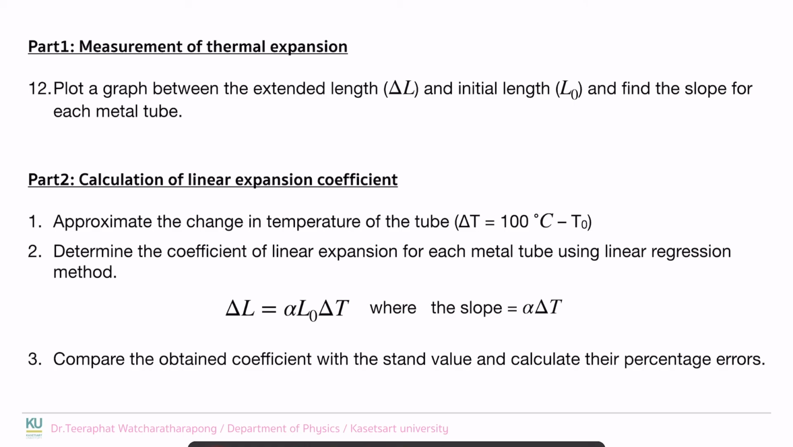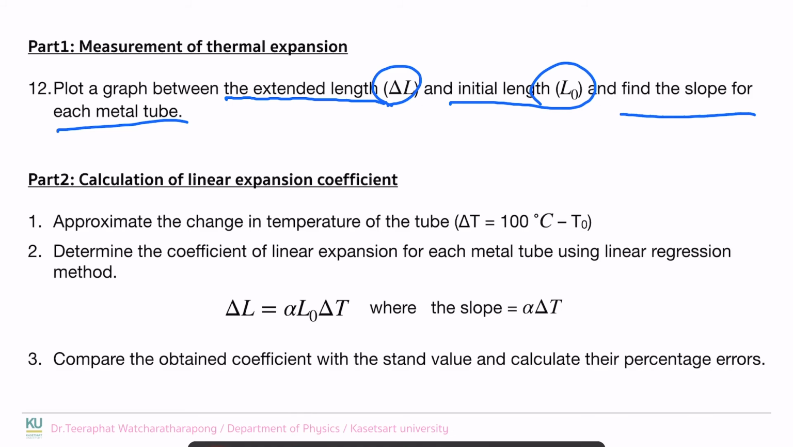And that's all for the experiment. Then you plot a graph between the extended length delta L and the initial length L0, and then find the slope for each data set of the metal tubes.